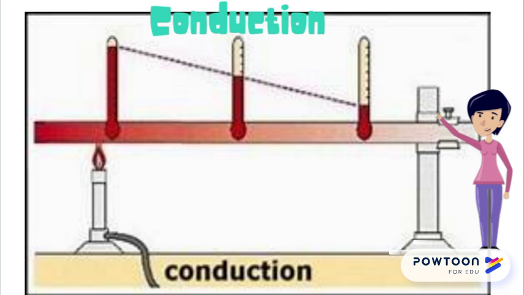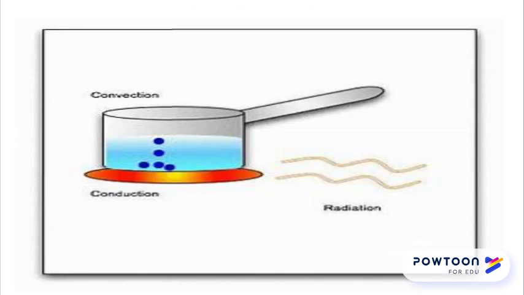Now let's look at conduction. Conduction is the transfer of heat between solid objects that are in direct physical contact with each other. Heat energy can be transferred between different parts of an object or between objects that are touching each other. In conduction, the heat energy travels from the source of heat through the object or from the warmer object to the cooler object until they have the same temperature.